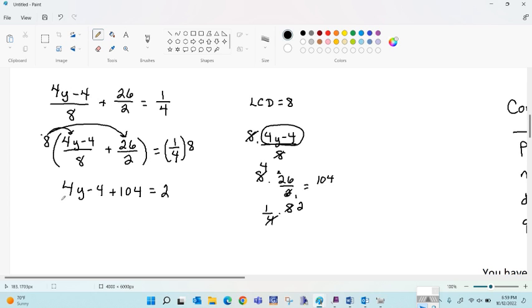All right, well then we're going to put our like terms together. Remember, we need to simplify before we start to put things on both sides. Well, first we're getting rid of our fractions, then we'll do this. So 4y minus 4 plus 104, these two can go together. So you have 4y plus 100. Now it should be starting to look a little bit more familiar. We need to get rid of the 100, so we'll take away 100 from both sides. 2 minus 100. Think what that would be. That would be negative 98.